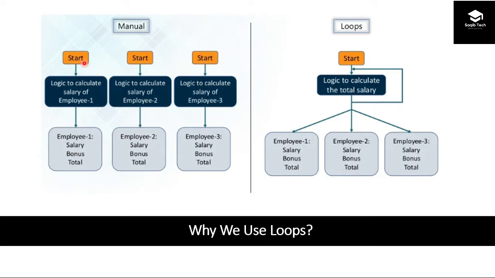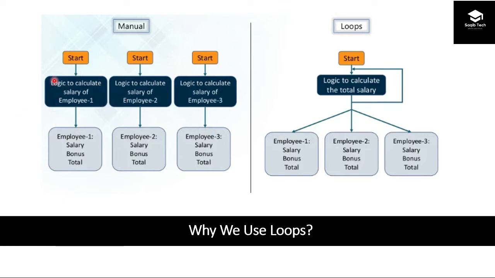You will start your program, you will create some logic to calculate the salary of employee 1, and then you will calculate the bonus and total. Okay, and then you will go to the second employee and again do the same thing, you will repeat the same logic for employee 2, and of course the salary and total will be calculated the same way. If you go to the third employee, you will do the same logic. I hope you are trying to understand. Look, if we are doing it manually, we have to repeat certain things again and again.